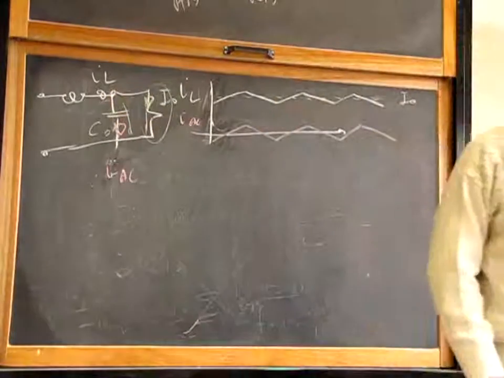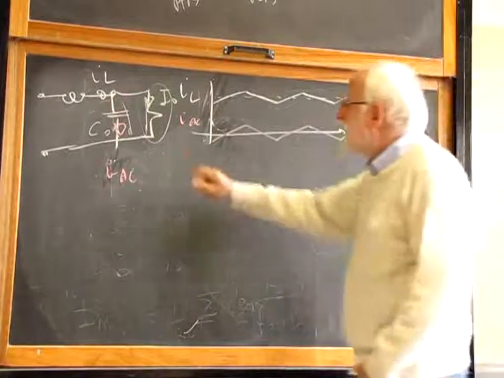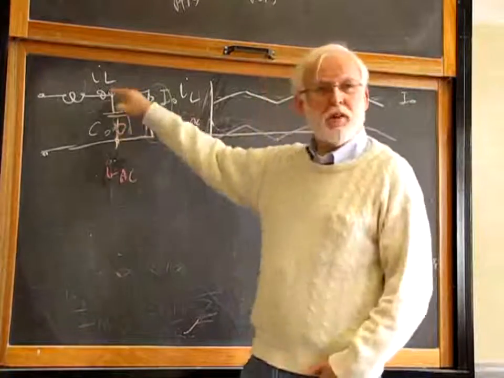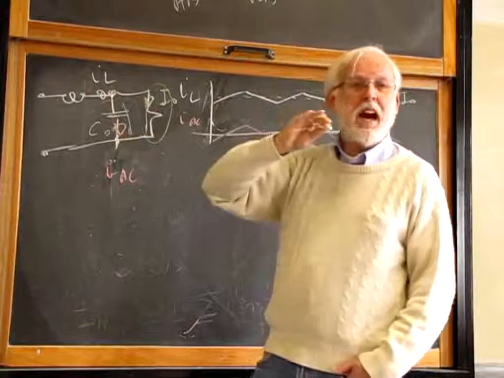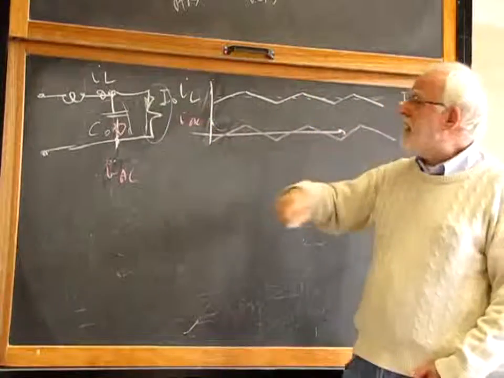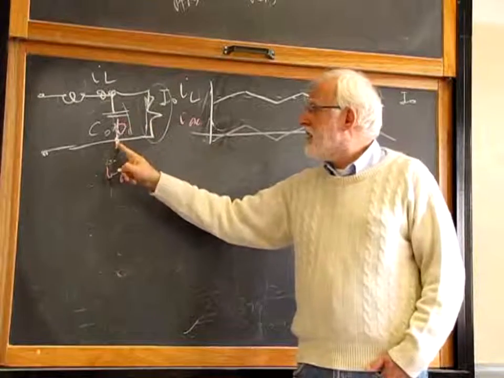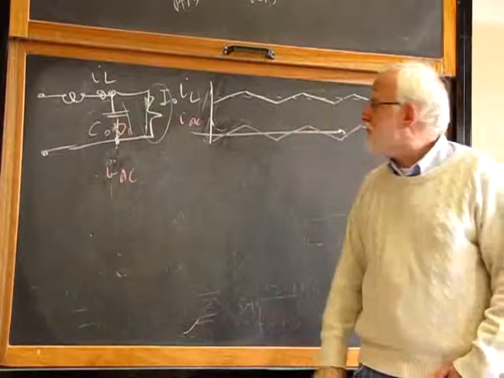91% or so flows to the output capacitor. The output capacitor will have some voltage ripple across it. The output voltage will be ideally constant, but we'll have some ripple on top of it. And this ripple is controlled by the output capacitor. The output capacitor will be chosen to control the output ripple.